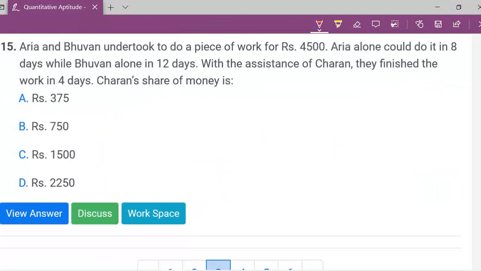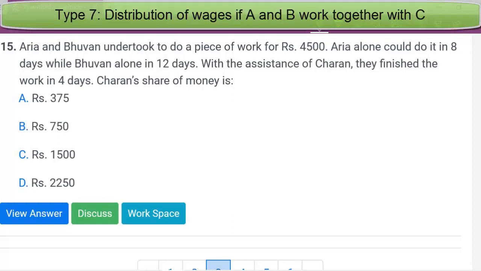So here we have another question. In this question, Arya, Bhuvan and Charan undertook to do a piece of work for 4500 rupees. Arya alone could do it in 8 days, Bhuvan in 12 days. With the assistance of Charan, they finished the work in 4 days. So that means A plus B plus C all could do it in 4 days. And you have to find out Charan's share of money.